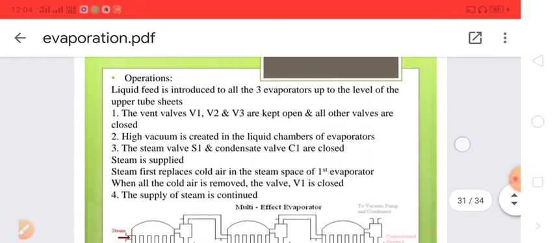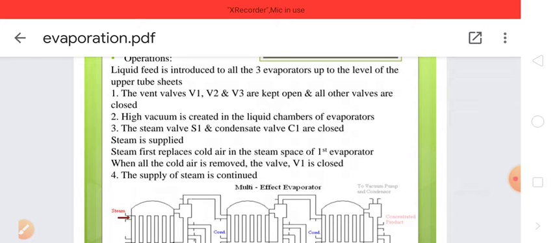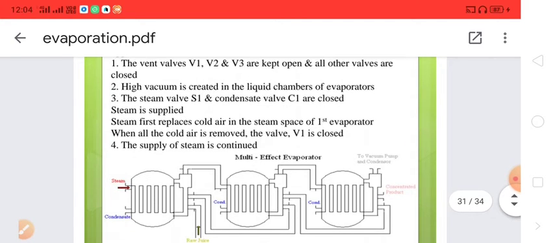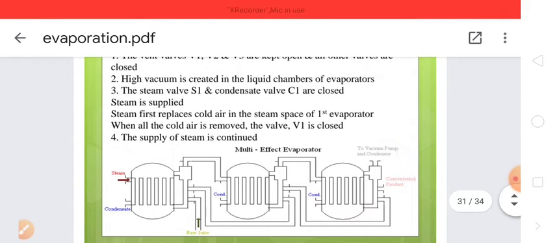Now the operations. Liquid feed is introduced to all three evaporators up to the level of the upper tube seat. The vent valves V1, V2, V3 are kept open and all the other valves are closed. High vacuum is created in the liquid chamber of the evaporator. The steam valve S1 and condensate valve C1 are closed.